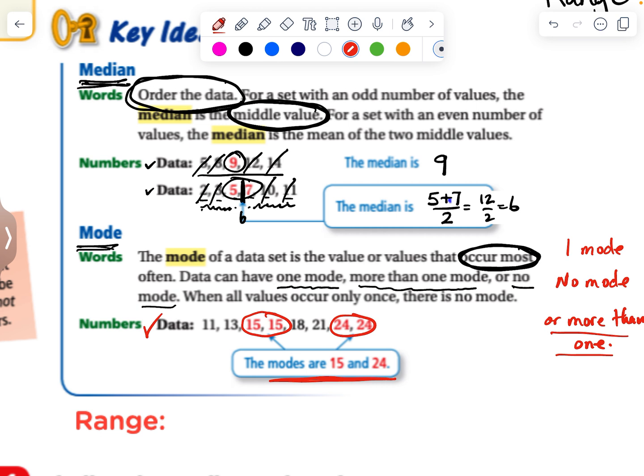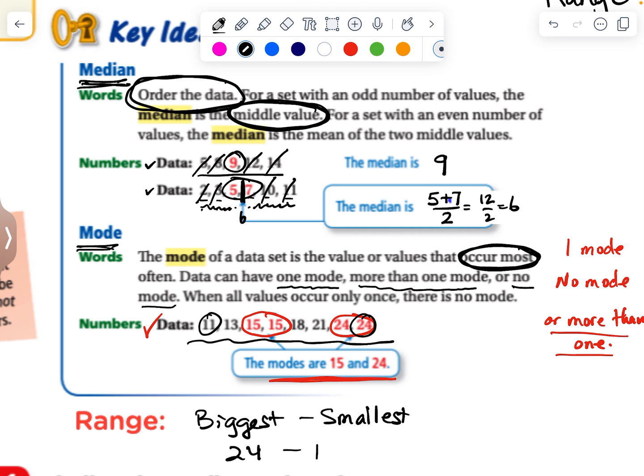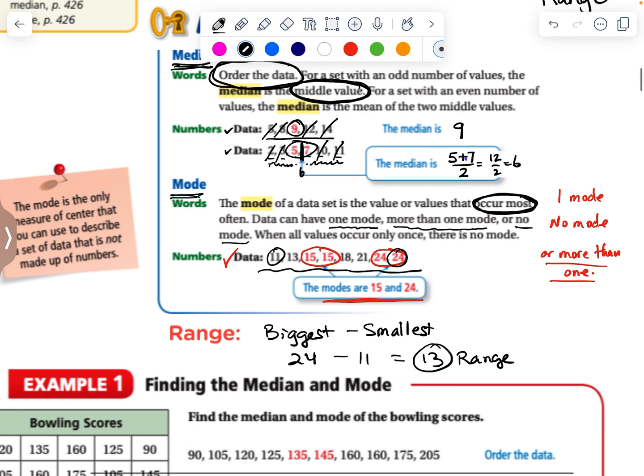All right. Range. Very simple idea. It is the biggest number in the list minus the smallest number in the list. So if I use these numbers up here, 24 is the biggest, 11 is the smallest, so 24 minus 11 is 13. 13 is our range. I'm going to practice it again on the example below.